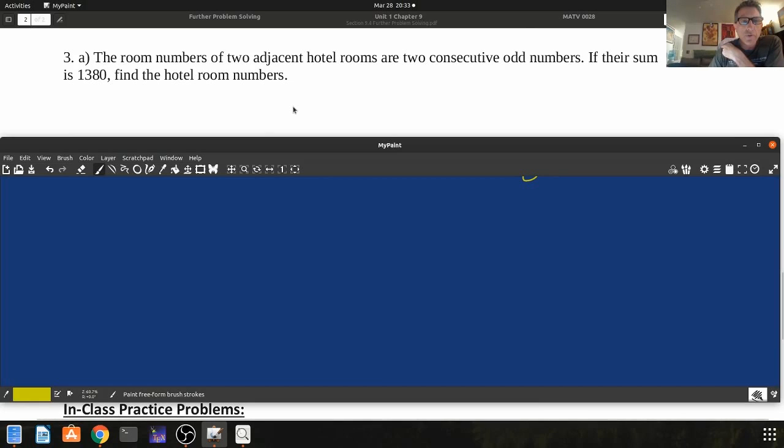So the room numbers of two adjacent hotel rooms are two consecutive odd numbers. If their sum is 1,380, find the hotel room numbers. So I'll let x equal the room number of one of the rooms. Now I'll let y equal the other room number, and when I add them together, I get 1,380.